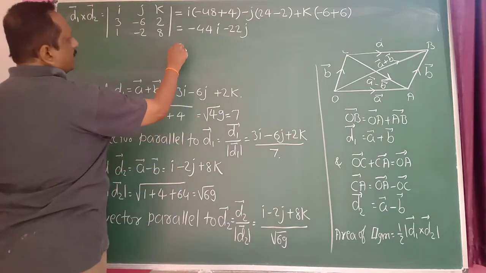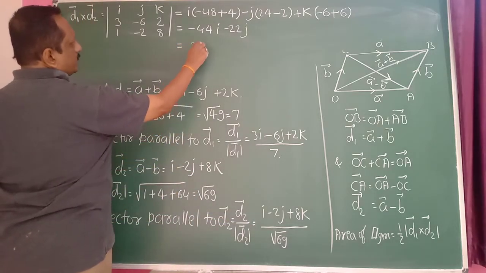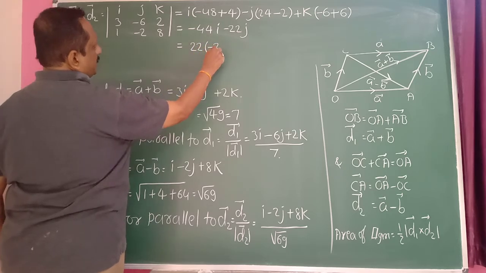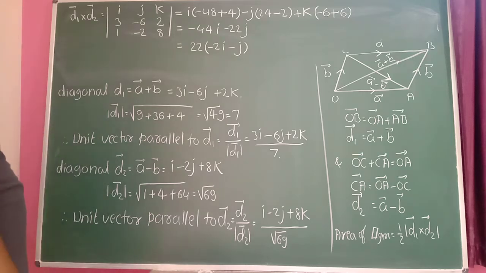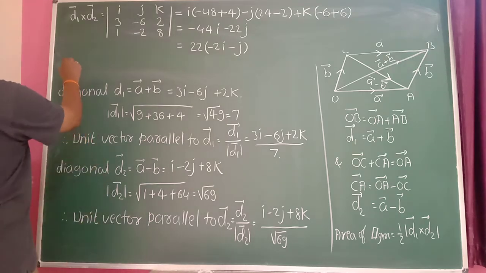Therefore 22 is a common factor here. So write 22 outside here. Hence minus 2i minus j here. Minus 2i minus j. Then find its modulus here.